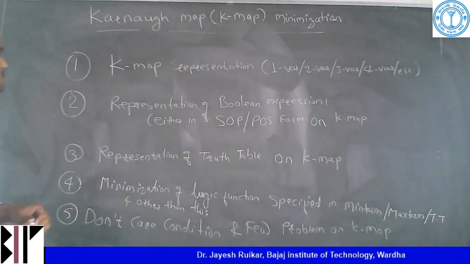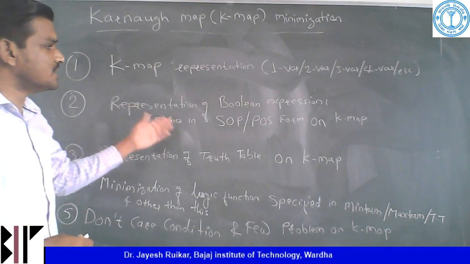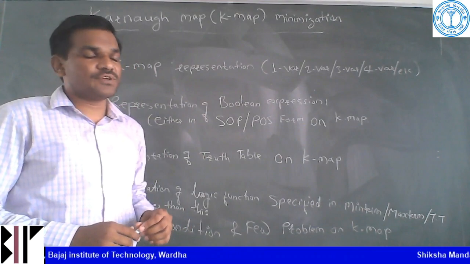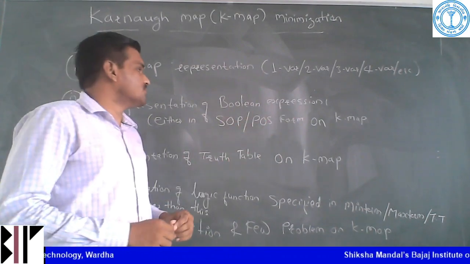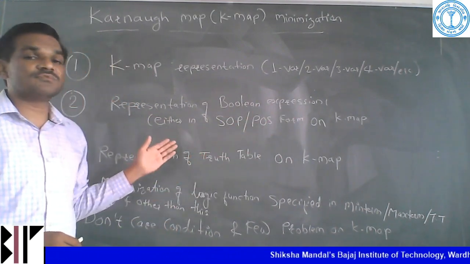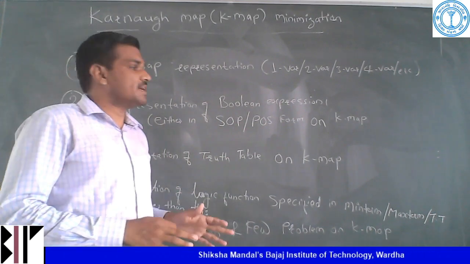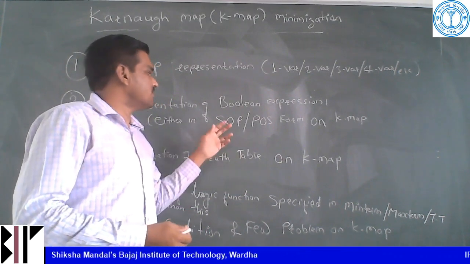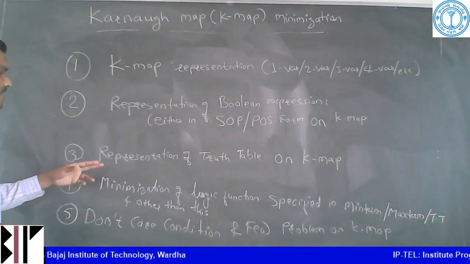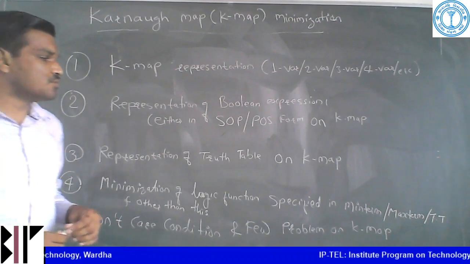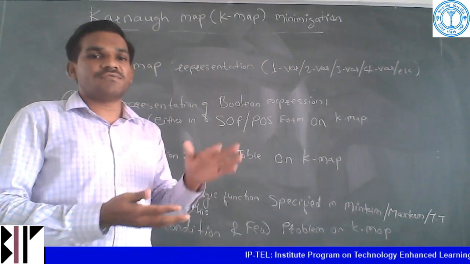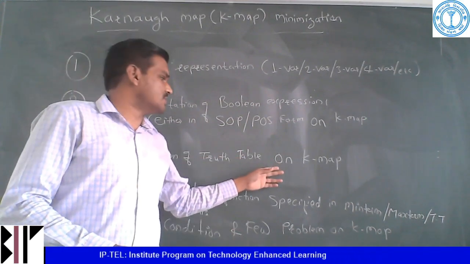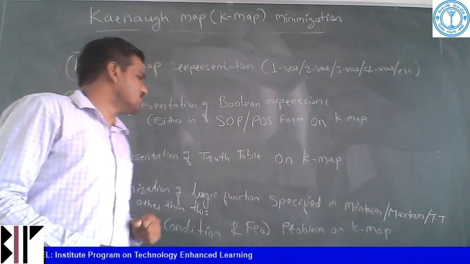Okay, and then next we will talk about representation of Boolean expressions, either in the form of SOP or POS form, on K-map. So if we have any expression in terms of SOP or POS form, how they have to be represented on K-map, and then we will minimize it. So I will talk to you about this. Then later on I will talk about representation of truth tables on K-map. So if I am given a truth table and we have to represent it on the K-map, how that representation is done, I will explain in this topic.